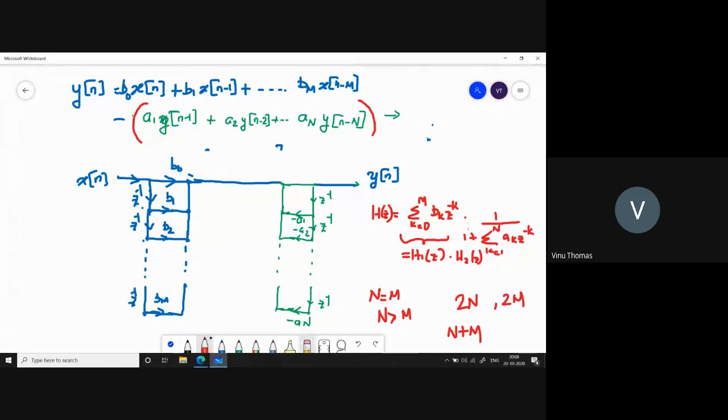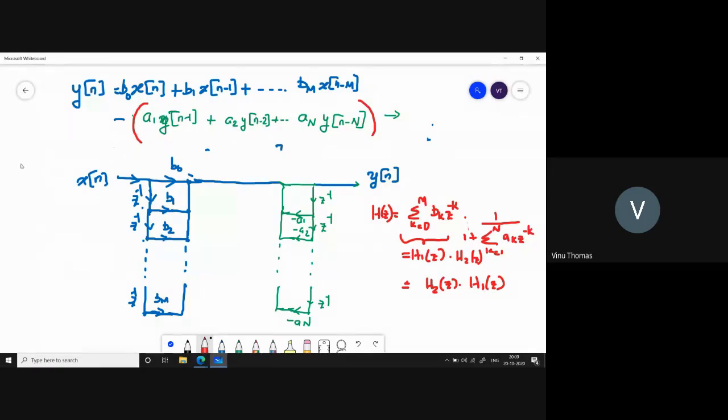Now, observe that H(z) is equal to H1(z) into H2(z). Therefore I can write it in the reverse order as well. I'll change the order of multiplication because multiplication is a commutative operator, and write this as H2(z) into H1(z). So let us look at implementing H2(z) first and H1(z) next.